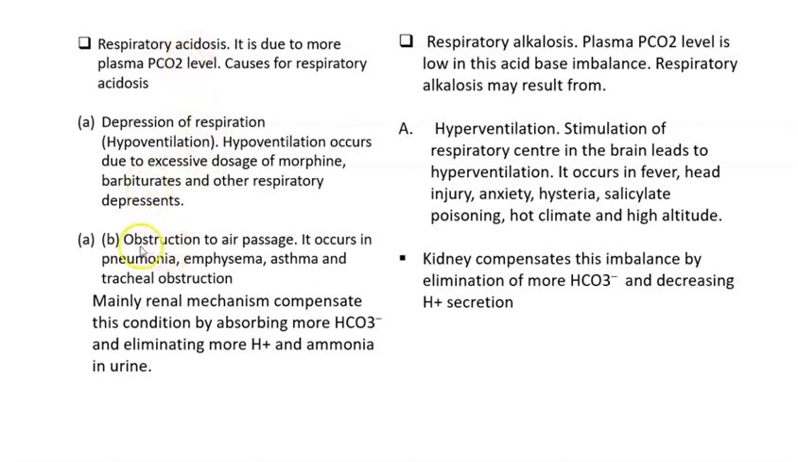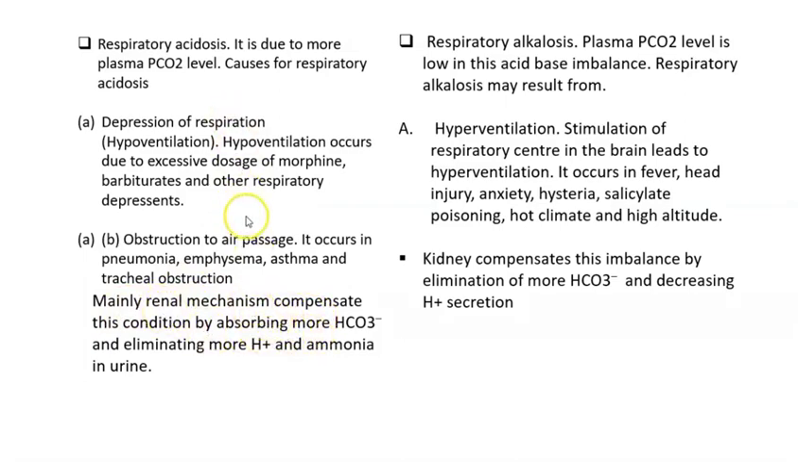Another example is obstruction to the air passage, like in the case of asthma, or another related disease that can block the airway so that breathing will be difficult. That can contribute to acid building up in the system. And then mainly, the renal mechanism compensates this condition by absorbing more.